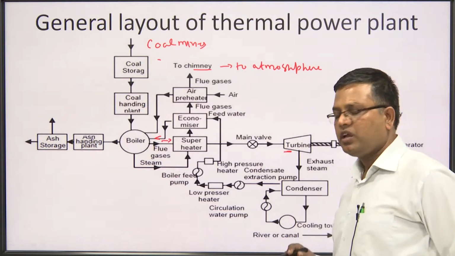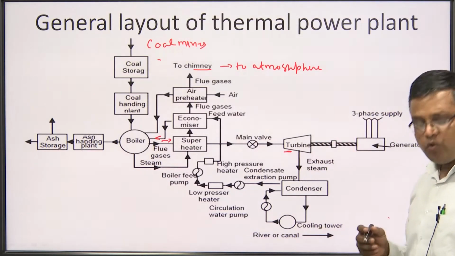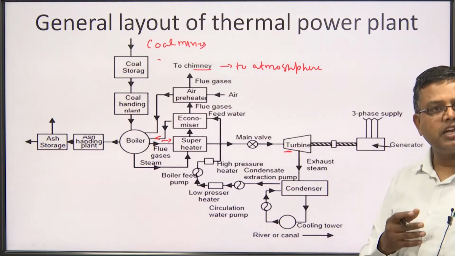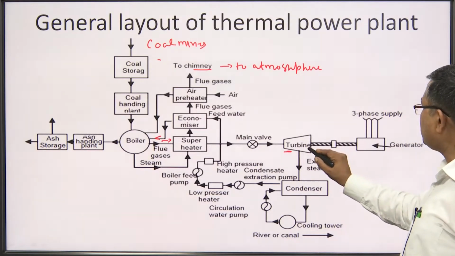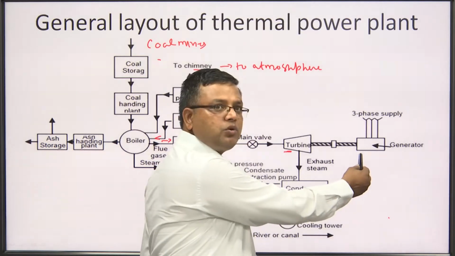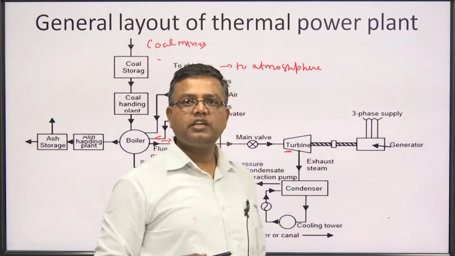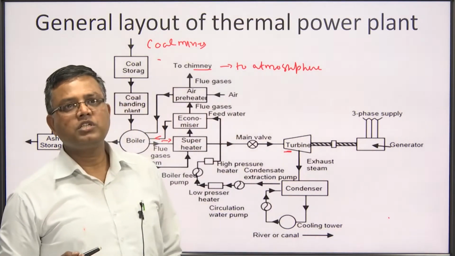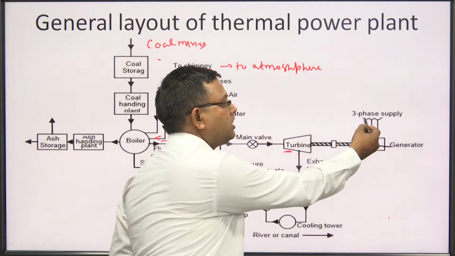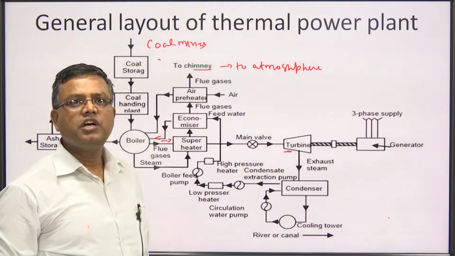Now, here you can see when the turbine rotates, that is, when the turbine converts thermal energy into mechanical energy, a generator is coupled to the turbine which rotates, and the generator converts rotary motion, or you can say mechanical energy, into electrical energy. So, here electricity will develop which can be supplied through the transformer and various distribution channels.